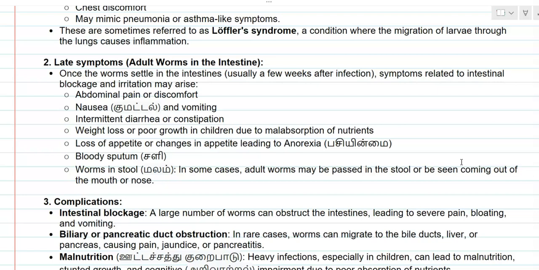And the last one, which is a severe condition, is the presence of worms in the stool. In some cases, the adult worms may be passed in the stool, or they can be seen coming out of the mouth or from the nose of the persons also. So that is an extreme condition in which the worms have multiplied in a huge amount.